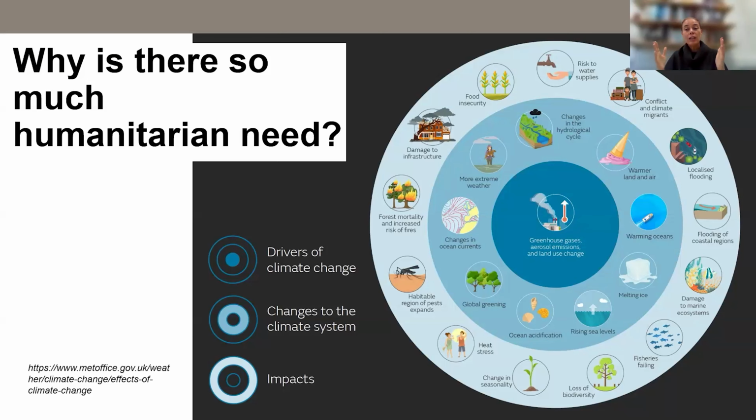And what we're really saying here is that our world has many systems. And if a system like the climate system becomes imbalanced or changes, then there are many different impacts that can happen. And one of those that may be happening in some parts of the world is an increase in disasters.